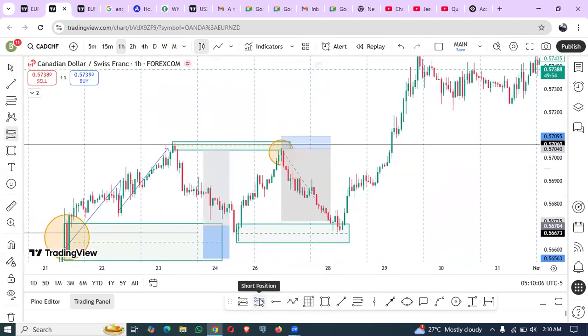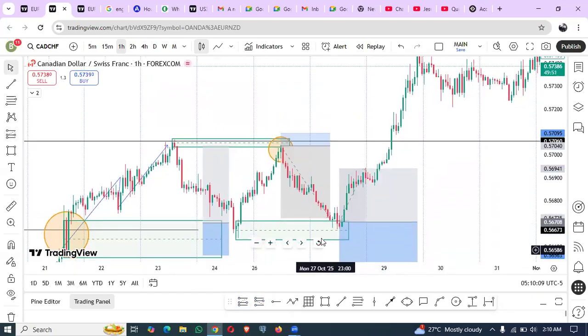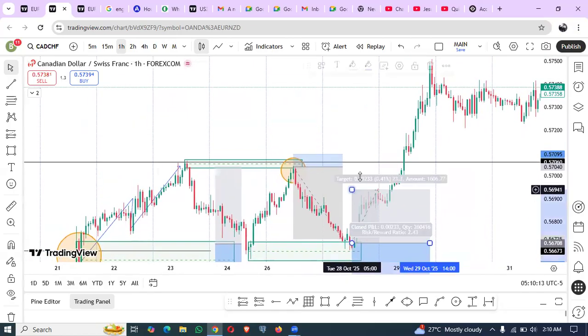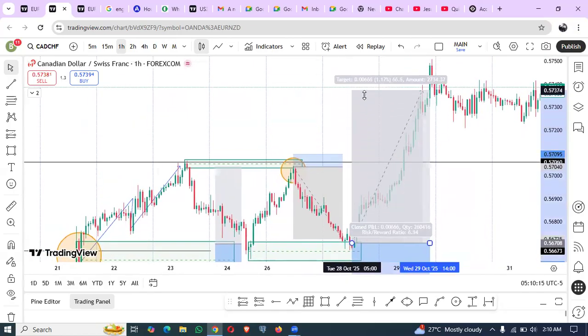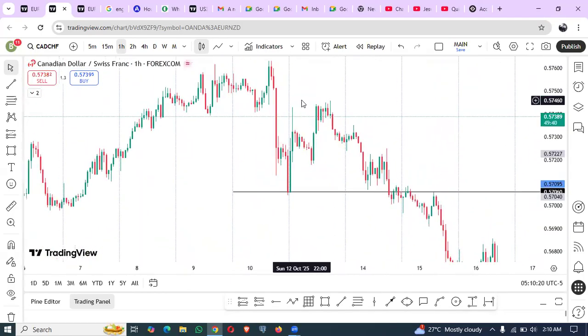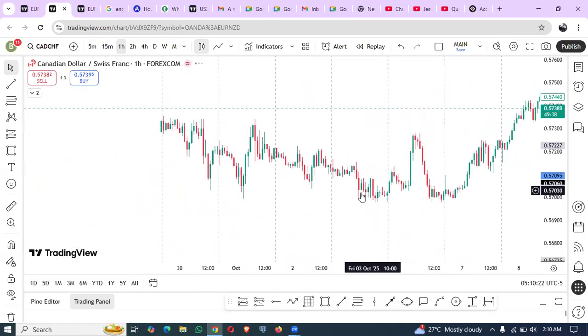Take 1 to 4 and leave. Take 1 to 4, 1 to 5 at most, and leave the market. So that's it.